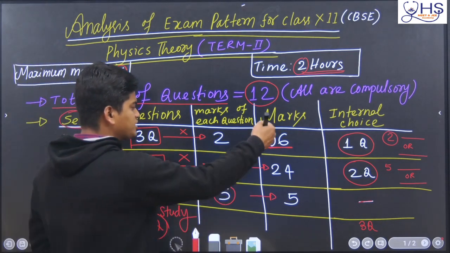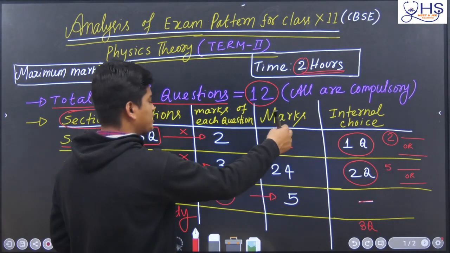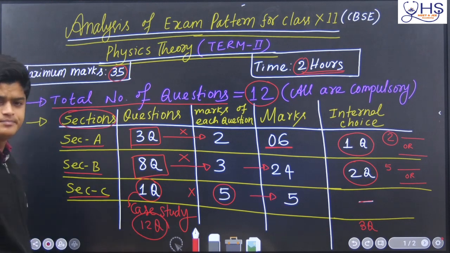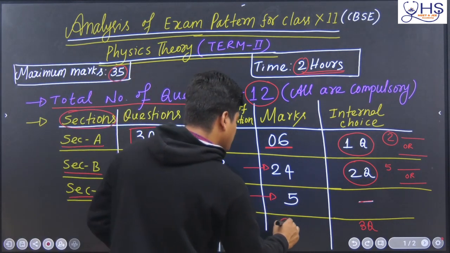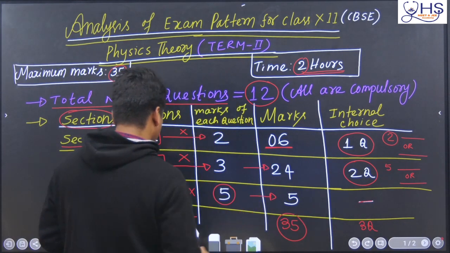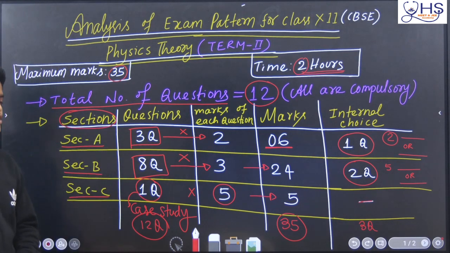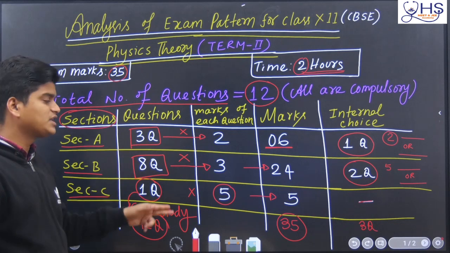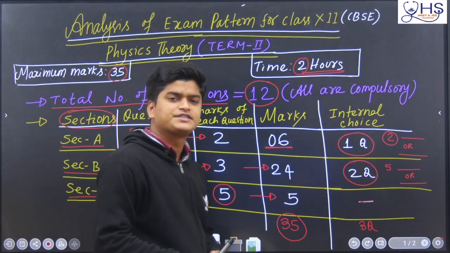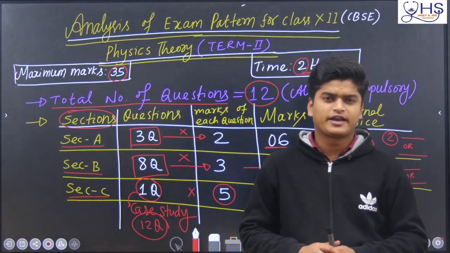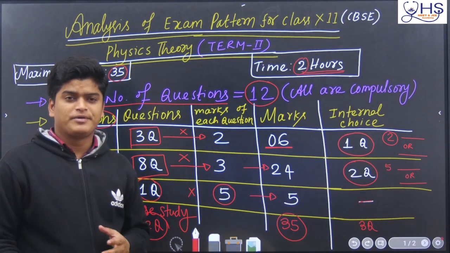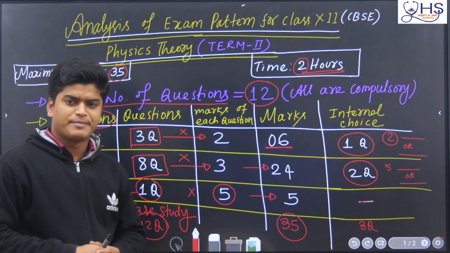Now if you check the marks: section A is 6, section B is 24, section C is 5. So the total is 35 marks. So 12 questions, 35 marks you have to do. And remember, section A is 2-mark questions, section B is 3-mark questions, section C is a 5-mark question. There will be subparts in the questions. This is the analysis you must remember.